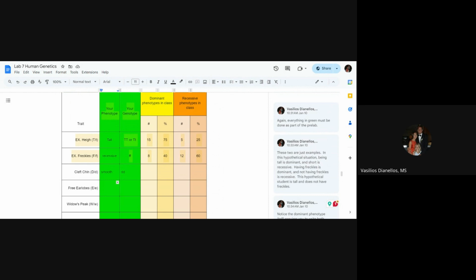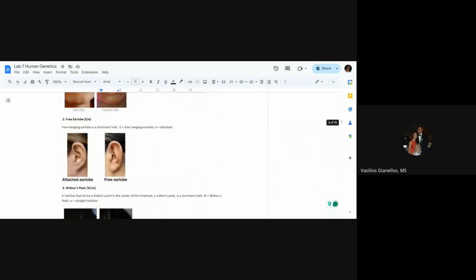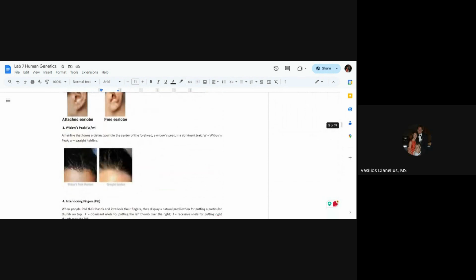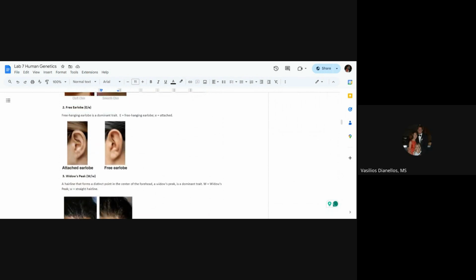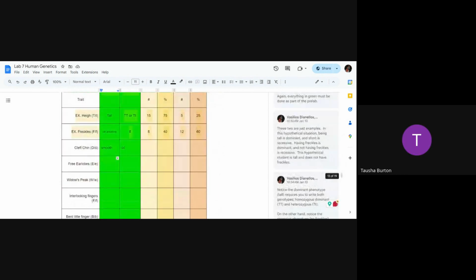How about free earlobes? Are your earlobes free or are they attached? They're free. All right. And again, I'm going to remind myself here, just make sure I'm not making any errors. Free earlobes. There we go. Free hanging earlobe is dominant. Attached is recessive. And you said yours are attached? I'm sorry. They're free hanging. Oh, free. Thank you. I should have written that down.